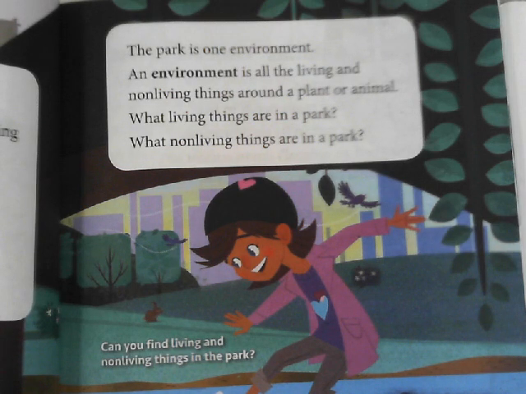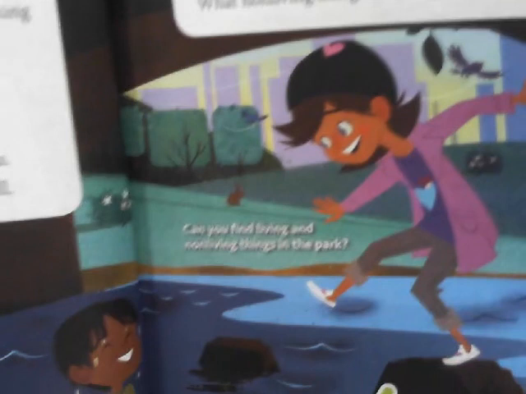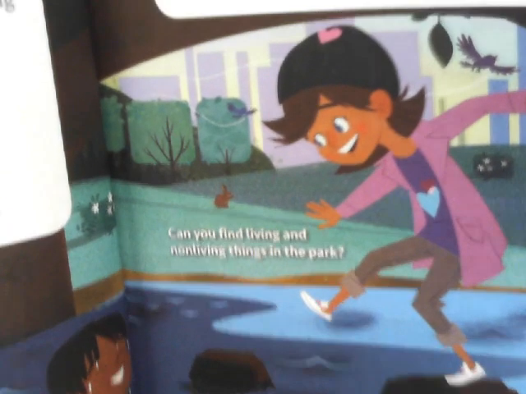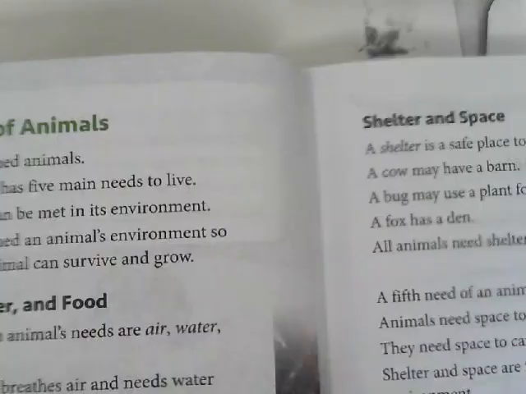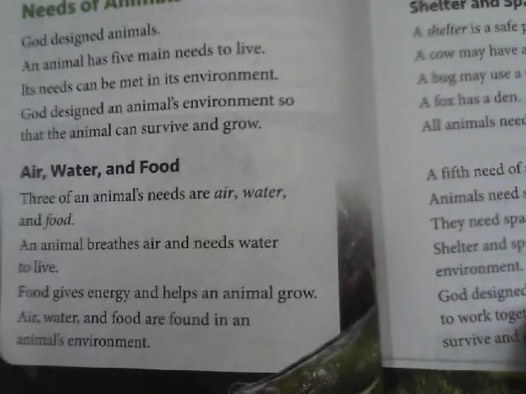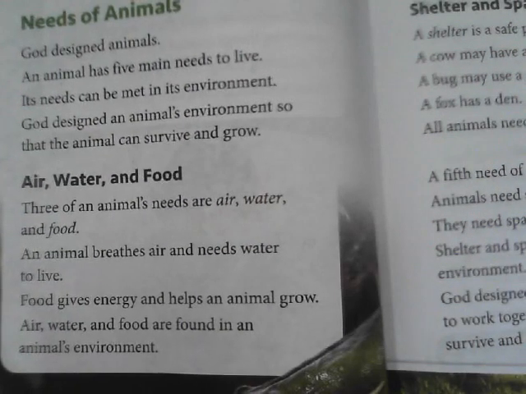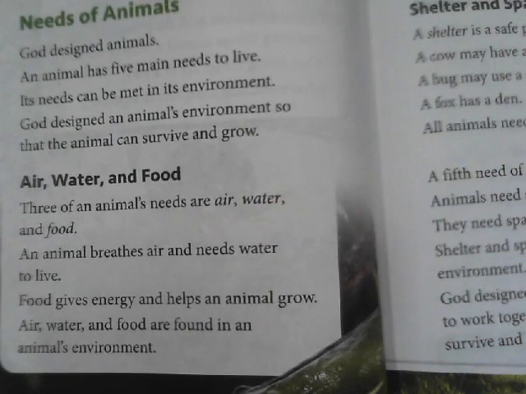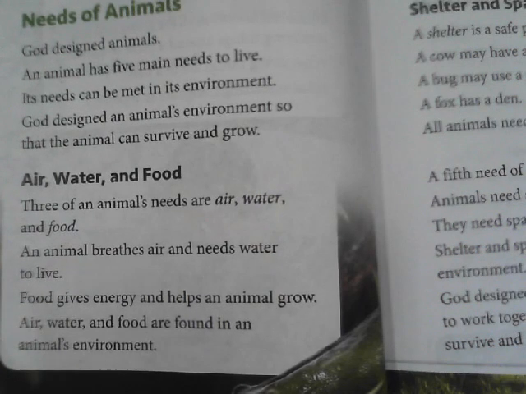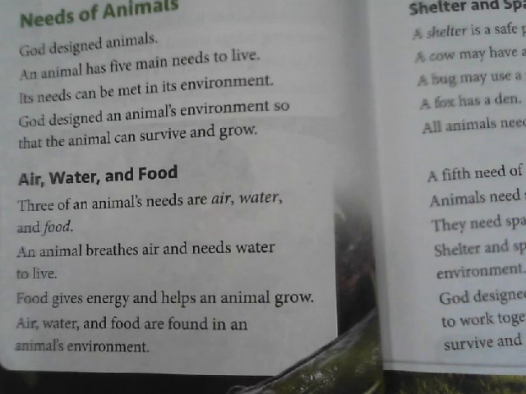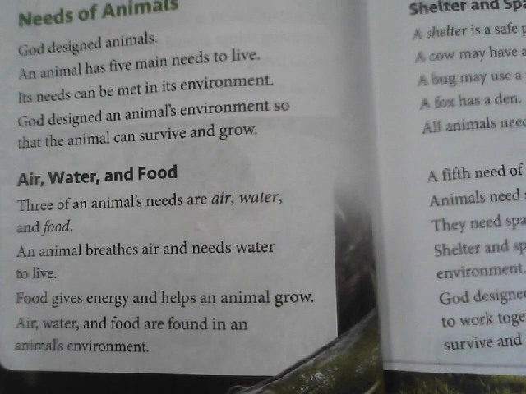And so we talked about the living things. They're the living and non-living things around us. That is the environment. Then we talked about the needs of an animal, and we said that God made and designed animals. An animal has 5 main needs to live, and its needs can be met in the environment that God put it in. God designed an animal's environment so that the animal can survive and grow.